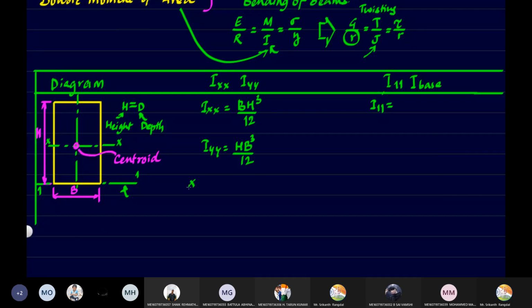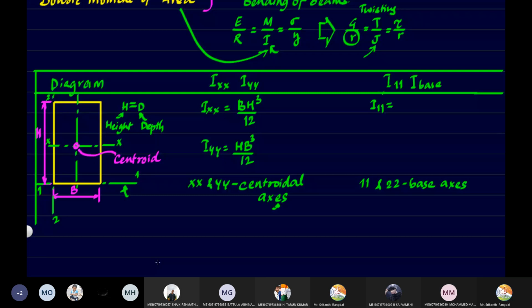So both XX and YY, what are they? They are centroidal axis. When I'm using E, it means plural, more than one. When I'm using I here, it means single axis. So XX and YY are called centroidal axis. But 1 and 2 they are base axis. So 1 here I have shown. 2 will be here. So 2 and 1, those are the axes.